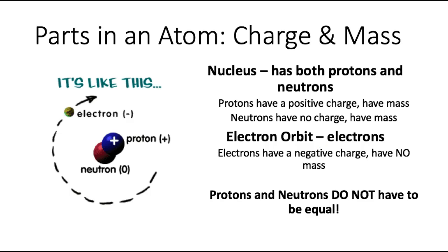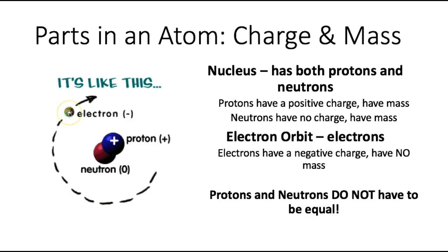So again, if we look at the parts of the atom, the nucleus in the center contains the protons and the neutrons. The protons have a positive charge. The neutrons are neutral or have no charge, and both of these particles have mass. So I always remember this that protons, if I'm pro something, that's positive. Neutrons kind of sounds like neutral to me, so I remember that they have no charge. But both of these particles in the nucleus are the ones that contain the mass of the atom.